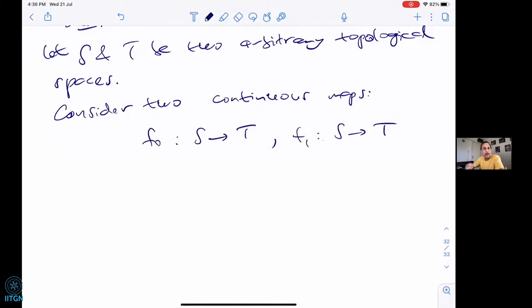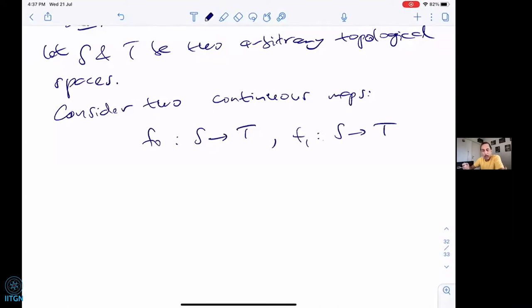So both are maps from S to T. F0 is one map, F1 is another. As I said, not necessarily bijective or any other property, but they are both continuous. Now the question we are going to ask is, is there some sense in which these two maps can be deformed into each other? But they are not maps from an interval to the space. They are maps from an arbitrary space to another space.